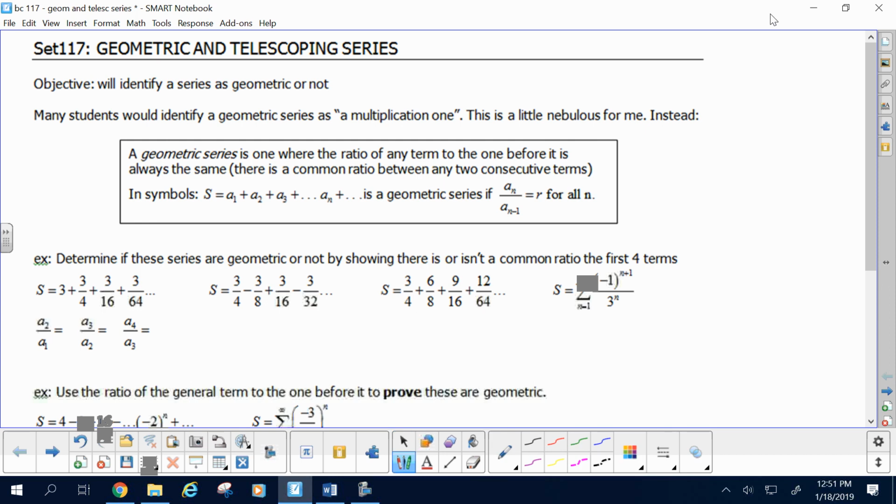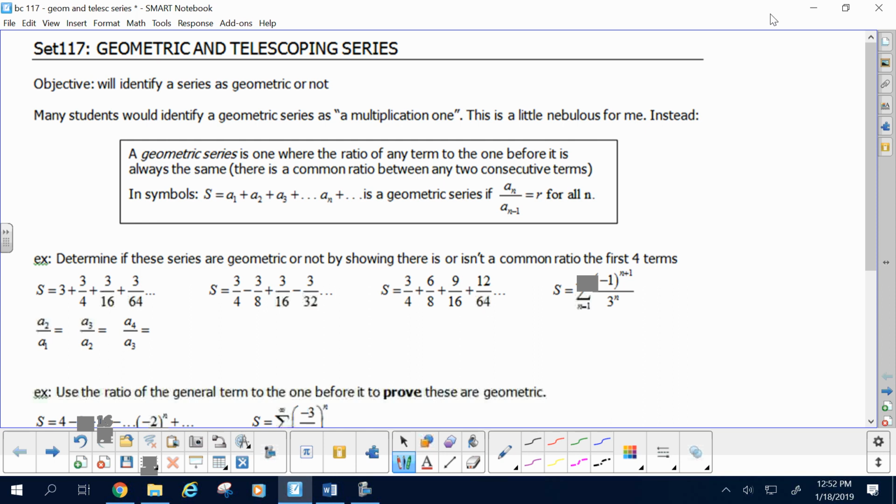Geometric and telescoping. Now, they have equal weight in terms of font size in the title, but they shouldn't. Geometric is way bigger than telescoping. Geometric is the second most important series there is, and telescoping is just kind of a fun little side note, but it's pretty uncommon. You have to really set up the problem well for it to be a telescoping case. So geometric is the big boy of this lesson. It's super important.